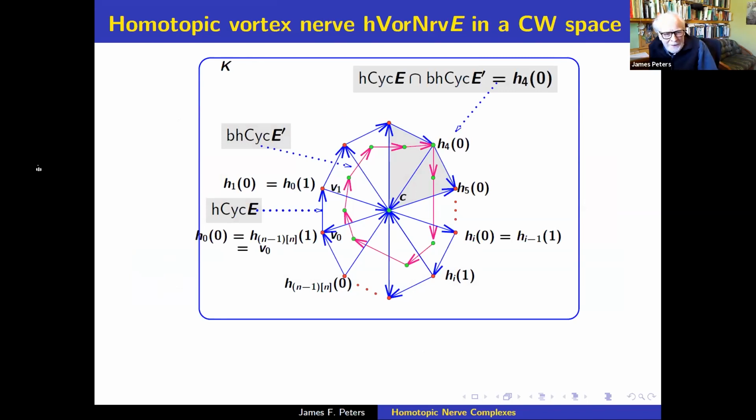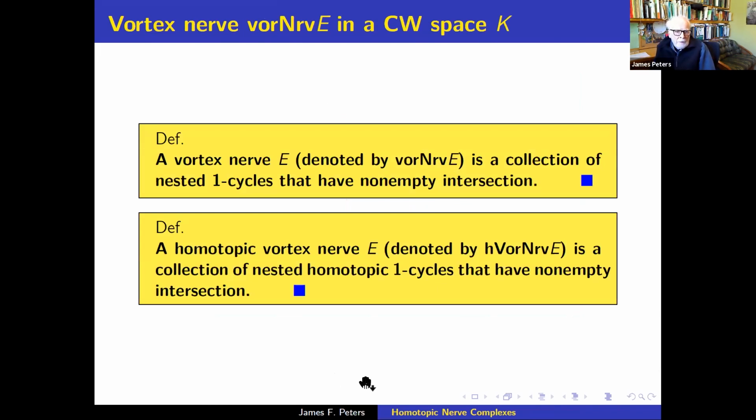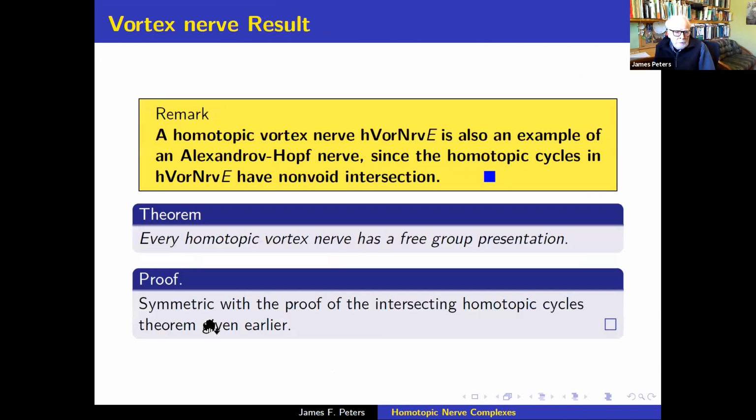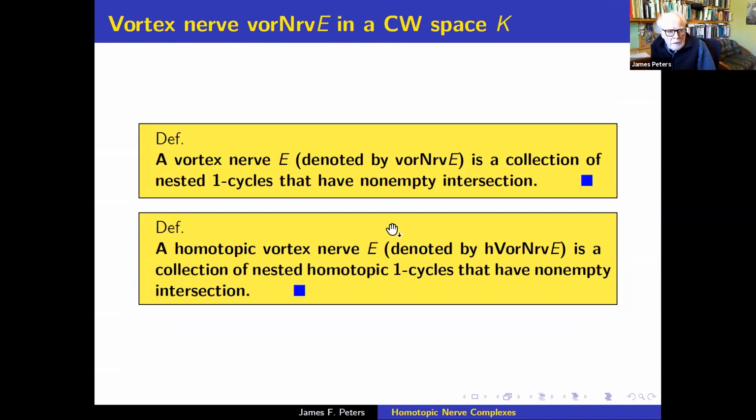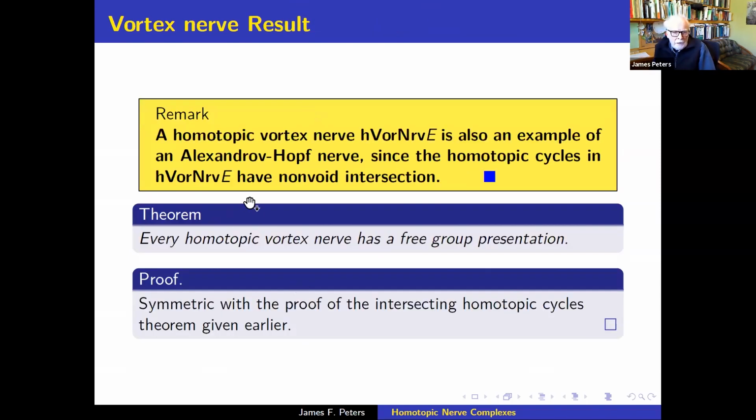My computer is slowing down. Here's a drawing of what I just said. This is a drawing of a homotopic vortex nerve where the homotopic cycles have an intersection, a common vertex, namely H4 of 0. This is all we need. We have then that every homotopic vortex nerve, which is what this is, if you have a structure like I just showed, has a free group presentation, and that's symmetric with the proof given earlier.